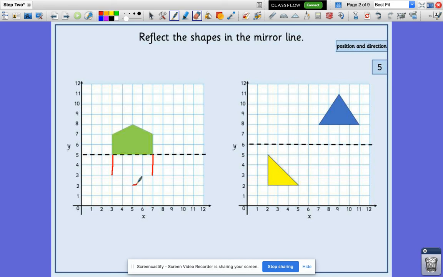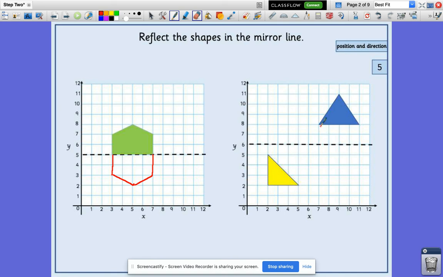And now very carefully, as straight as I can, but it's quite tricky. Ideally, we would be doing this in our books, but anyway. Okay, so there we go. There's my reflection.